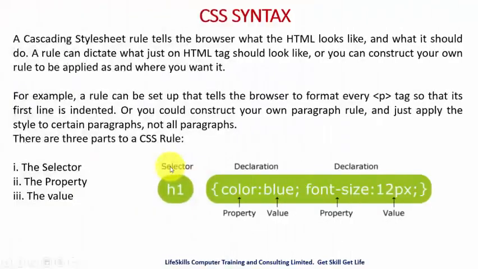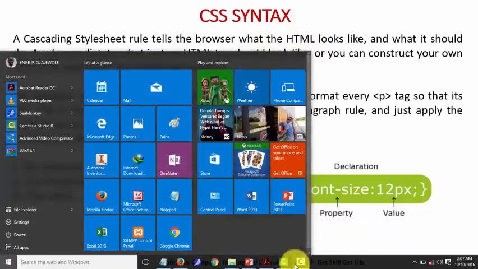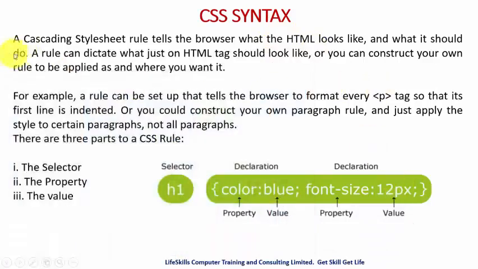Okay. Now let's talk about CSS syntax to get a better understanding of CSS. A cascading style sheet rule tells the browser what the HTML looks like, and what it should do. A rule can dictate what just an HTML tag should look like, or you can construct your own rule to be applied anywhere you want it. For example, that paragraph style I display is my own rule, and I apply it.